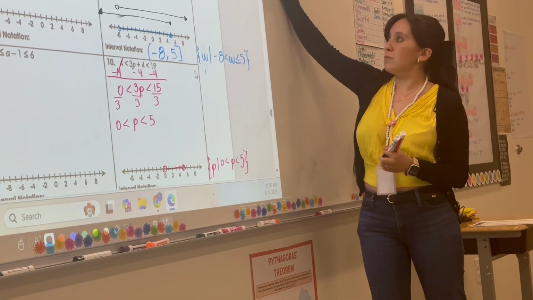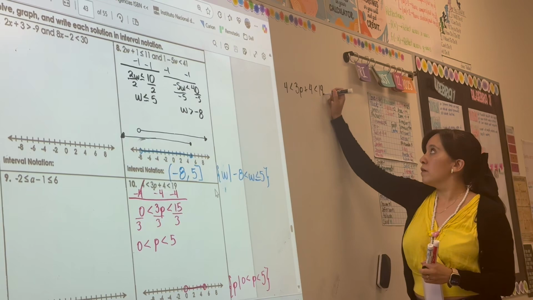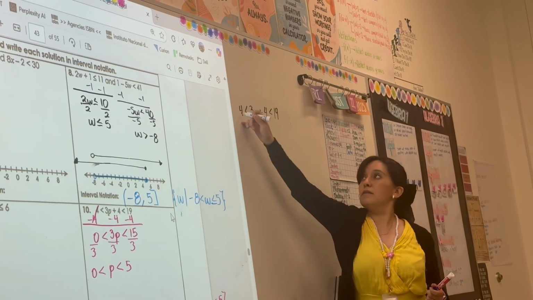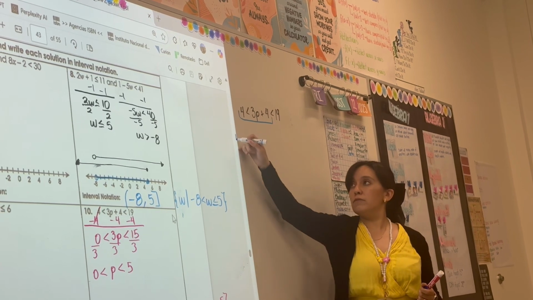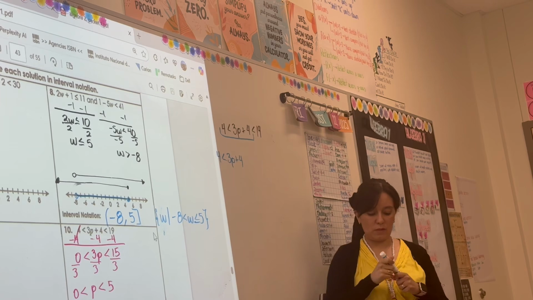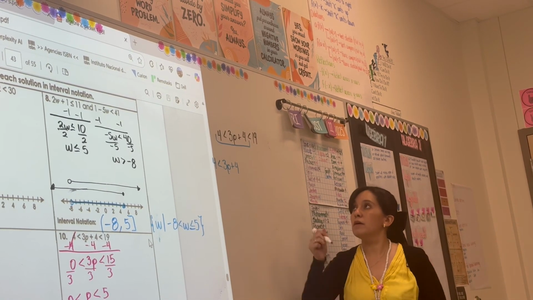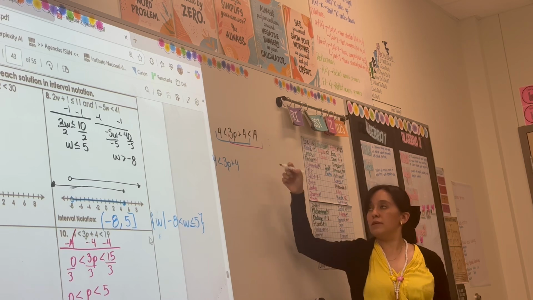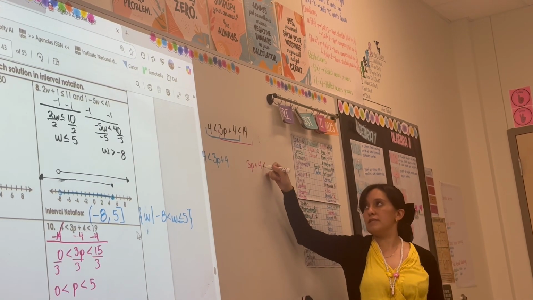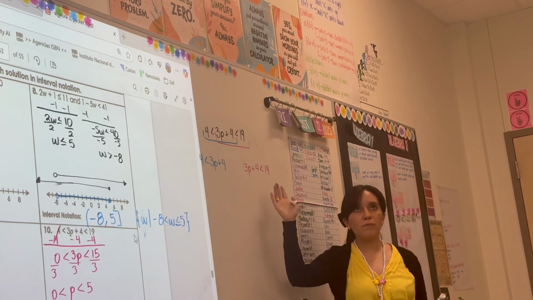So I'm going to just copy. And I am going to get the first part of my inequality: 4 is less than 3p plus 4. And my other part of the inequality is going to be 3p plus 4 is less than 19. Questions about what I did? Okay, and we solve both inequalities.